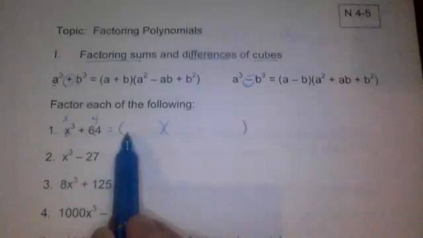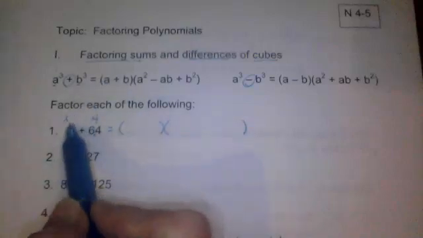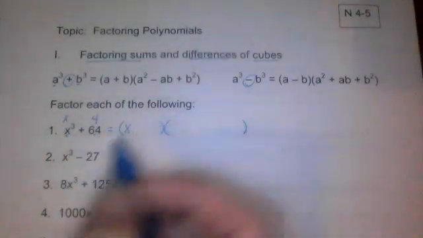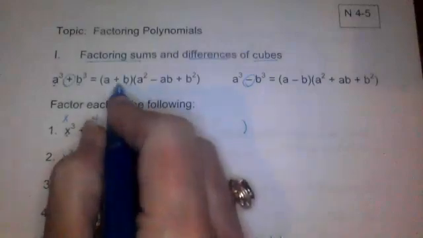Because in the first blank, it says that we're going to put a. And a is whatever we got right here. So that would just be x in this case. And for b, we're going to put a 4. And in between, we're going to put a plus.